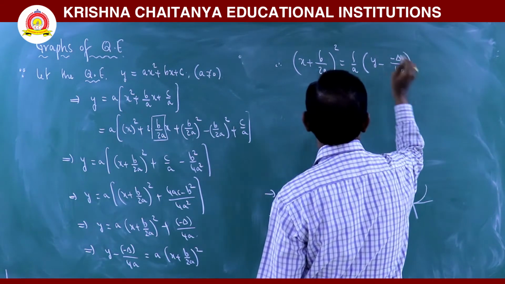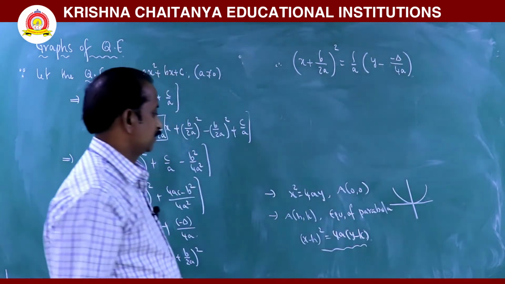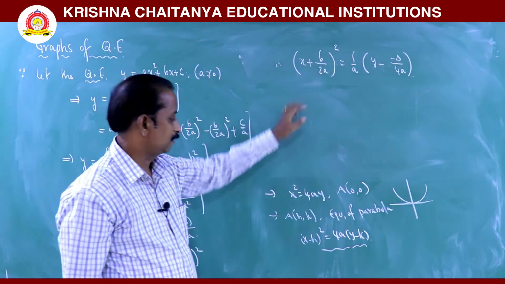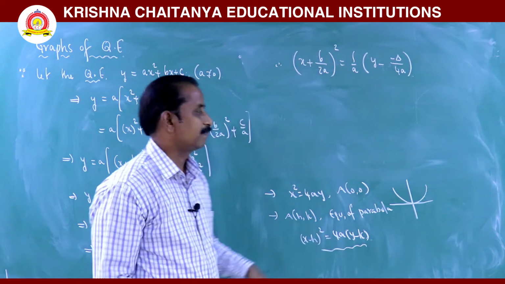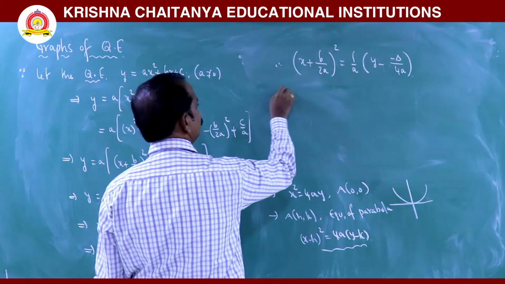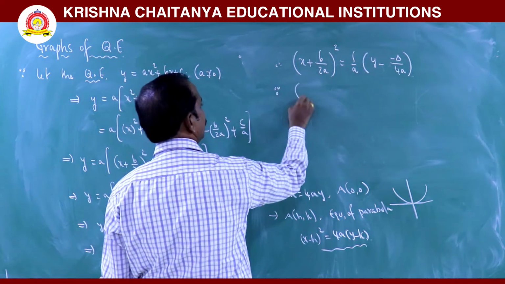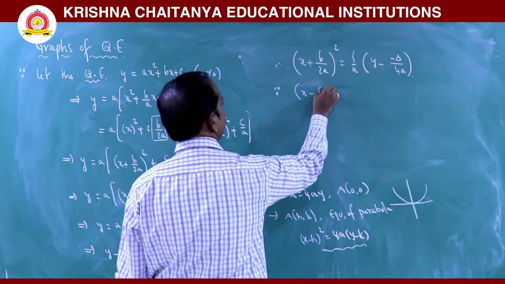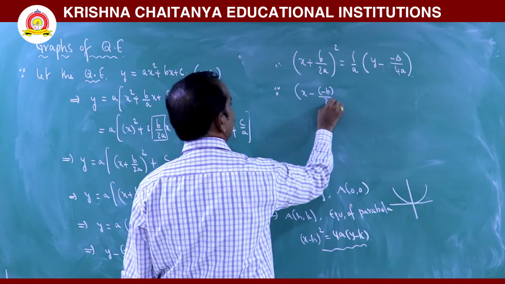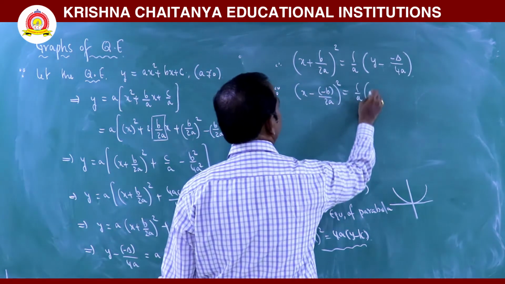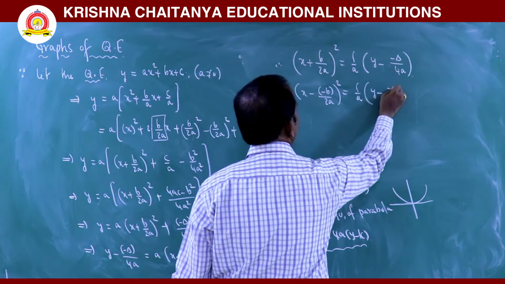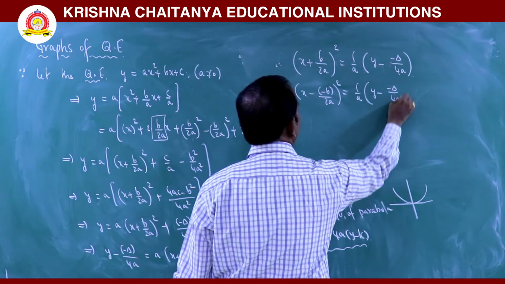Let us observe, it is in the form x minus h whole square is equal to 4a into y minus k. Now I can write this as x minus of minus b by 2a whole square is equal to 1 by a into y minus of minus delta by 4a.